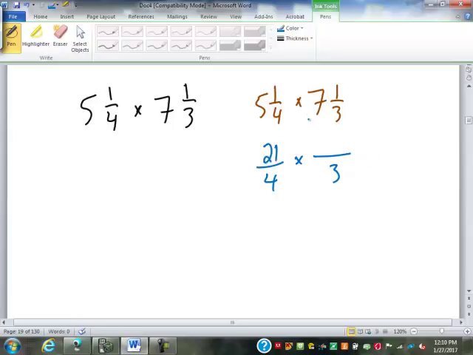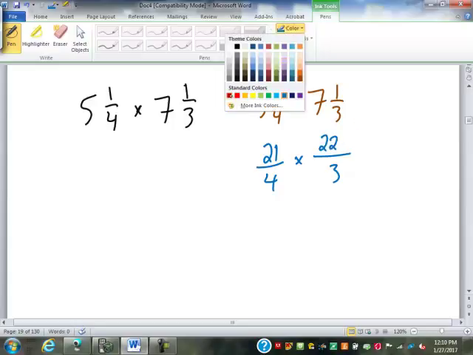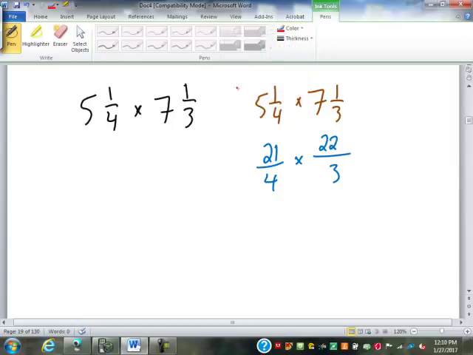21 fourths. Good. 7 and 1/3? 22 thirds. Good. Now that these are fractions, we can cross cancel just like any other fraction. So here I see that 21 and 3 can both be divided by 3. 21 divided by 3 is 7. 3 divided by 3 is 1. Anything else?